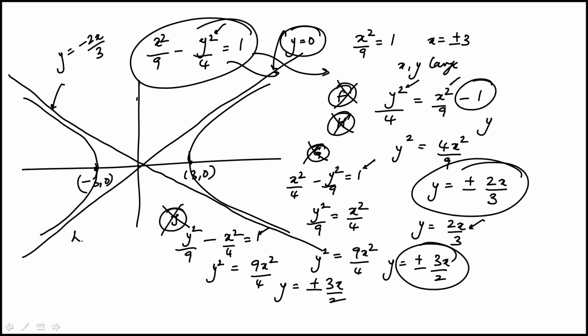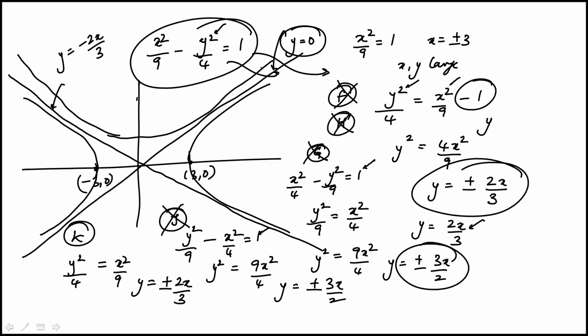We're left with K, and that has to be the answer. Because again, if I get rid of 1, here you will indeed get 2x over 3. So if you graph this, the hyperbola will look something like that. But its asymptotes will be the same as that of the hyperbola that's given to us. So the answer is choice K.